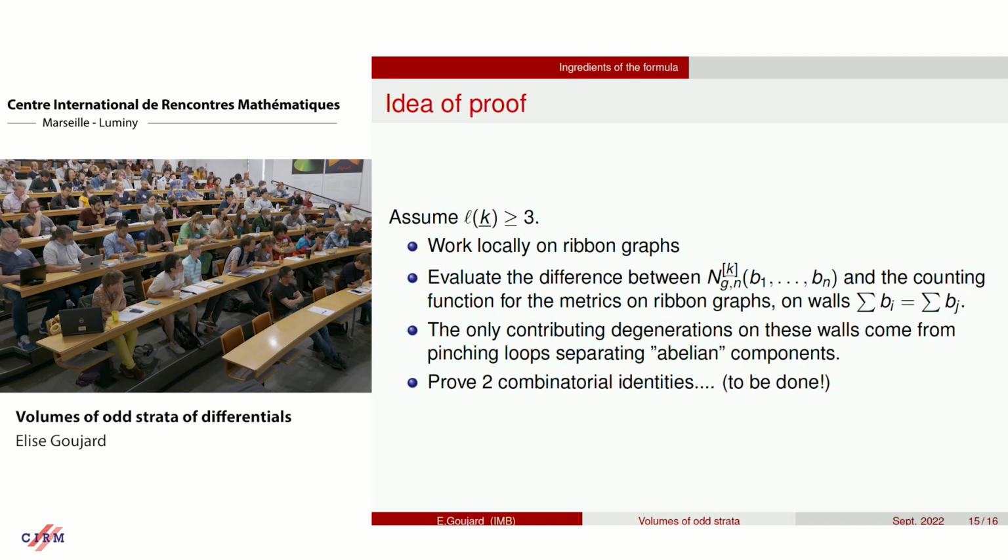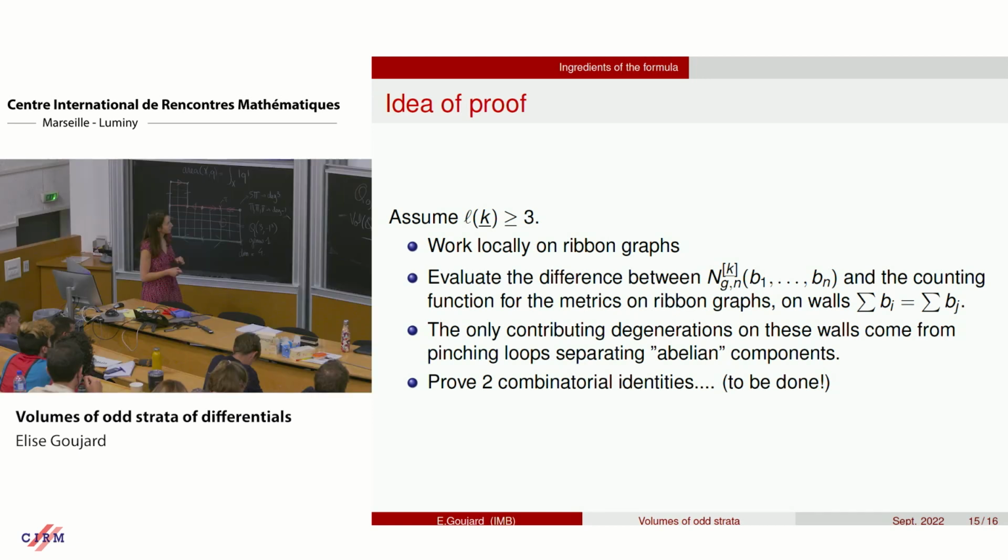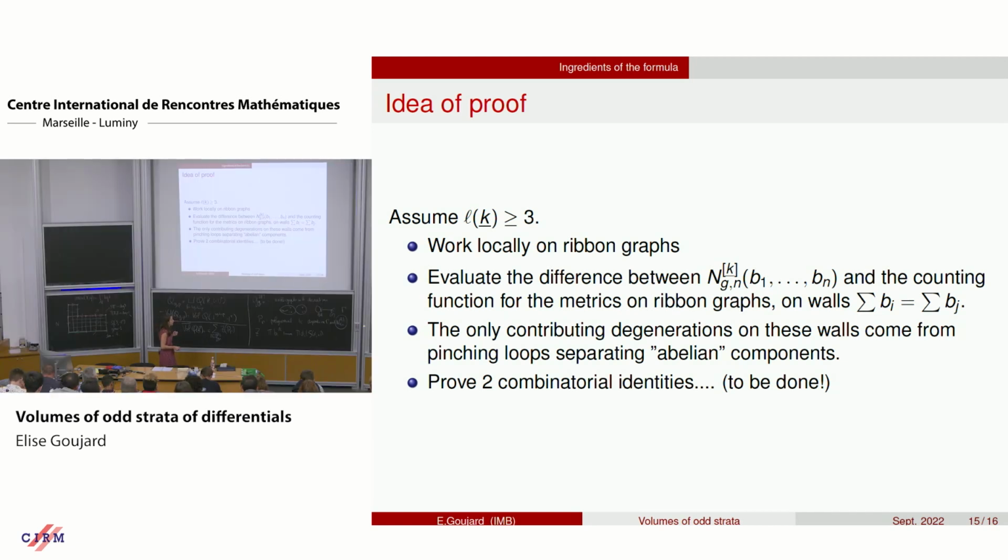So the only contribution that you have to take care of is pinching the separating curves. There can be a lot of them that separate abelian components. Since I have 5 minutes, I won't detail the further steps, but to complete the proof, we just need to prove two nice combinatorial identities relating the number of choices of sectors, etc., and gluings of all these degenerating things with these double factorials. So you can ask me for details if you are interested.